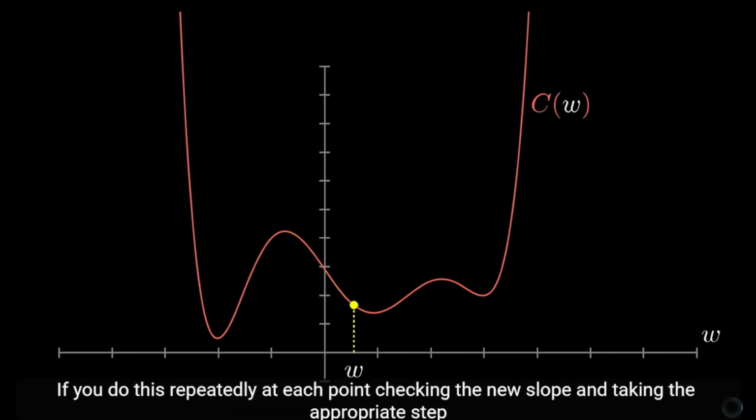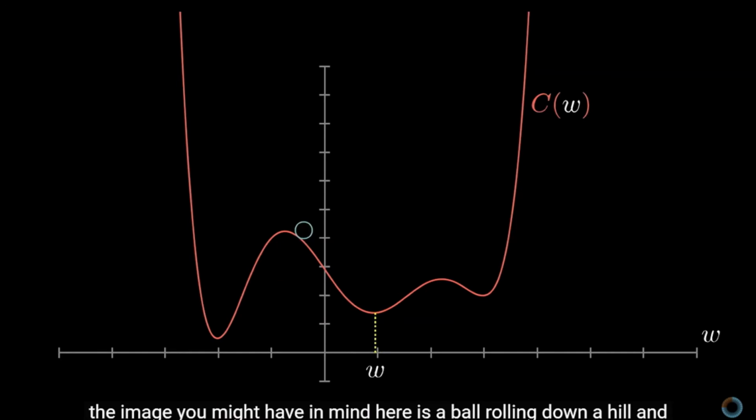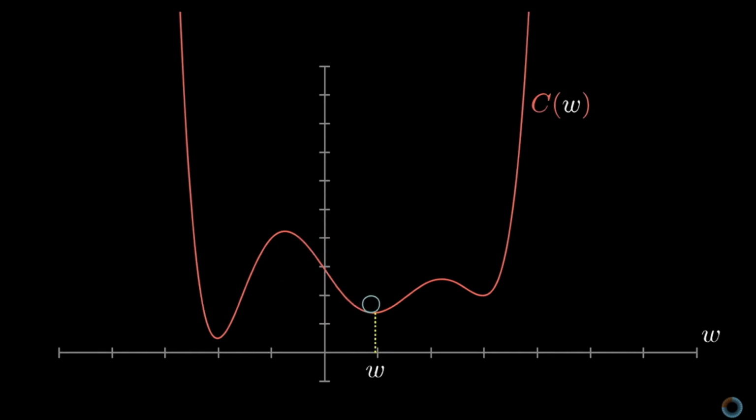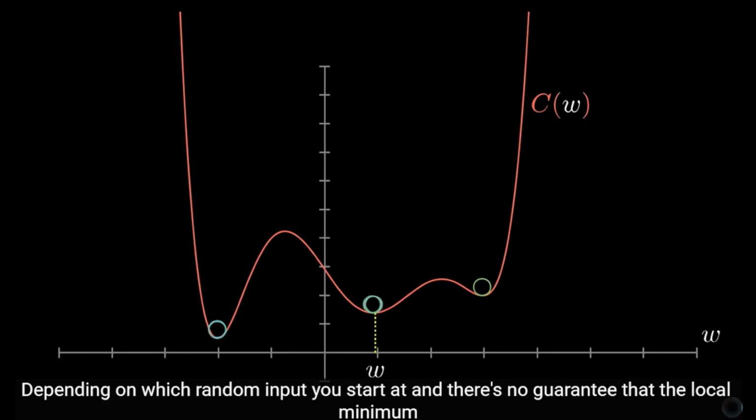If you do this repeatedly, at each point checking the new slope and taking the appropriate step, you're going to approach some local minimum of the function. And the image you might have in mind here is a ball rolling down a hill. And notice, even for this really simplified single input function, there are many possible valleys that you might land in, depending on which random input you start at.